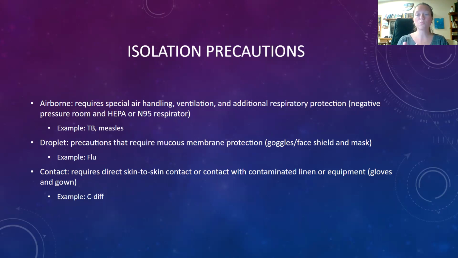So we move from wearing a surgical mask to an N95 or a respirator type mask. Tuberculosis and measles are examples of something that is airborne and can be spread through the air.